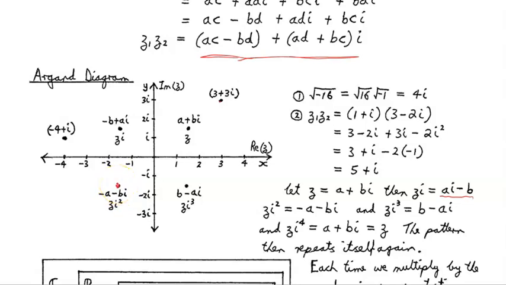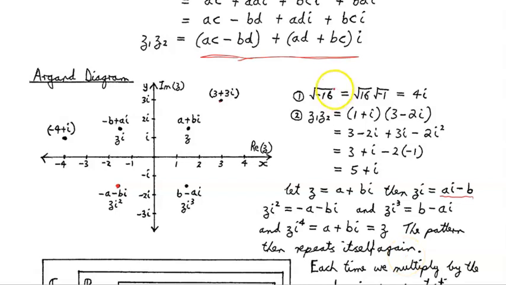If we multiply again, as you can predict, we end up in the next quadrant. Multiplying z i squared by another i, we get z i cubed. That gives -a times i, and then i times i squared is -1, and -1 times minus b is plus b, so we get b minus ai, which places us in the fourth quadrant. The pattern then repeats itself if you keep multiplying by i.